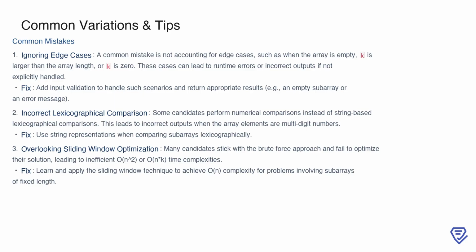First, many candidates overlook edge cases. For example, what happens if the input array is empty, if the value of k is larger than the array length, or if k is 0? Ignoring these scenarios can lead to runtime errors or incorrect outputs. To address this, you should always validate the input and handle these cases explicitly by returning an appropriate result, such as an empty subarray or an error message.